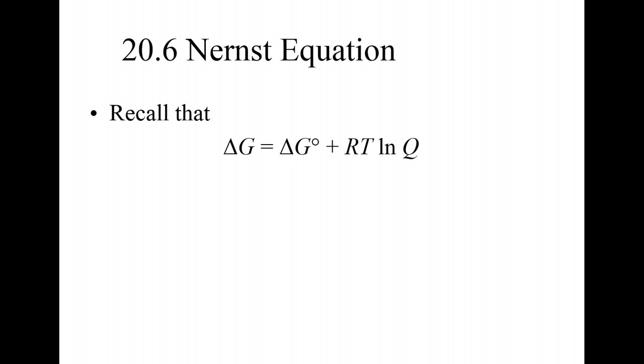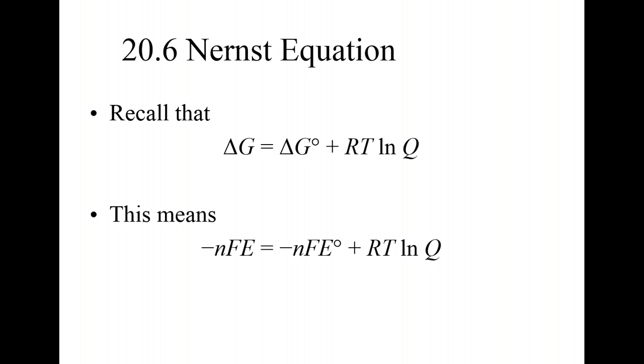The next section, 20.6, is titled the Nernst equation. What we want to focus on here is that so far we've been looking at a lot of standard conditions. In the previous section we had delta G standard and E cell standard, and we designate that with the little circle that looks like a degree symbol after E and after delta G. But there are plenty of lab situations where we are not at standard conditions, and the Nernst equation will allow us to calculate the E cell, or the voltage, when our solution concentrations are not at standard conditions, or not 1 molar.